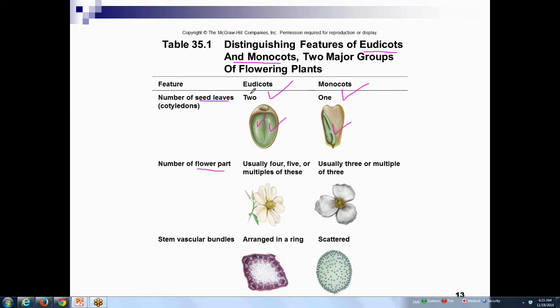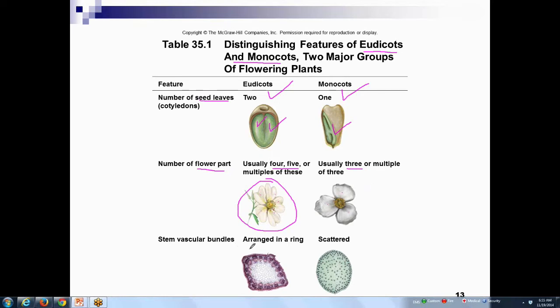Flower parts, remember, in the dicots are usually multiples of 4 or 5. So on this particular flower, we have 1, 2, 3, 4, 5, so definitely a dicot. And then this flower has 1, 2, 3 petals. That's a multiple of 3, which is typical of monocots. So monocots, multiples of 3; dicots, 4s and 5s.